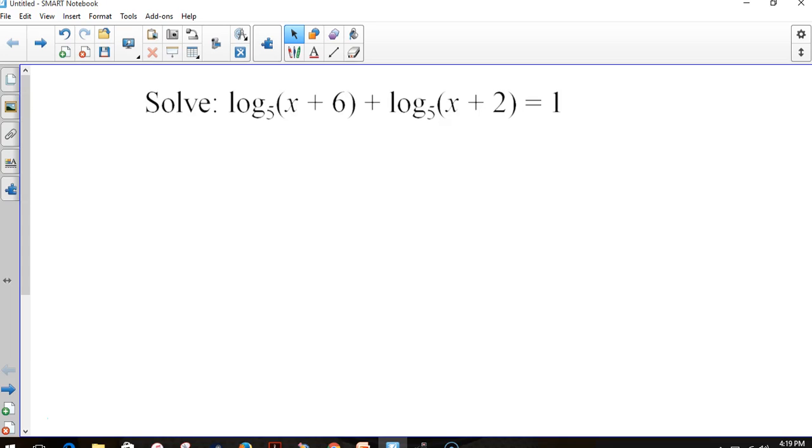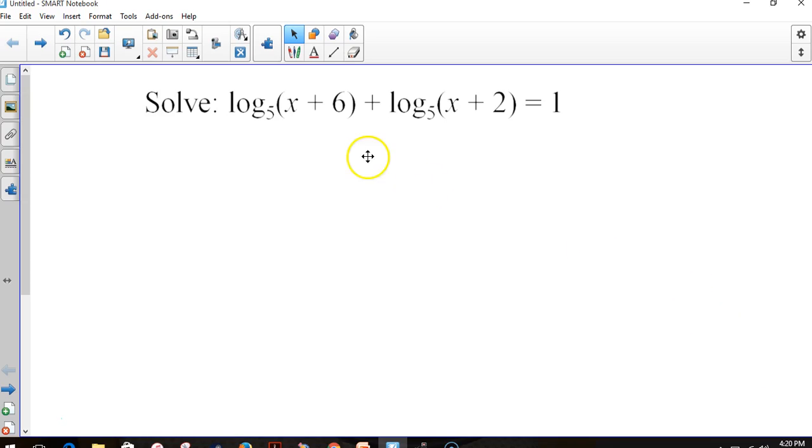I have a log base 5 of x plus 6 plus a log base 5 of x plus 2, and that's equal to 1. I have my two logs, so I want to be able to write log, that word, just once. When you are writing log just once, then you know that your logs are condensed, and you can begin that take the log of both sides or raise up to one base from both sides process.